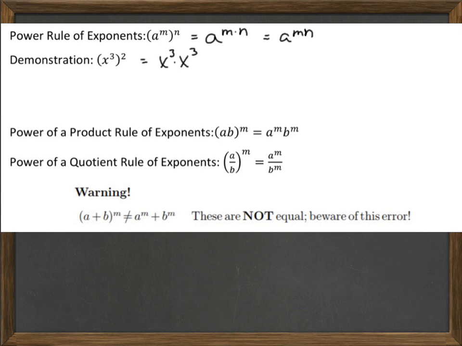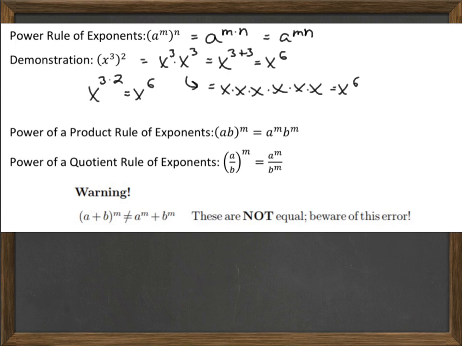If I have x cubed quantity squared, that's the same as x cubed times x cubed. Here I could apply the product rule. Remember, the product rule tells me to add my exponents. That will give me x to the sixth. I could also go another route, right? I could also think about just rewriting it as multiplication. So we have x times x times x times x times x times x. And again, that still gives me x to the sixth. Notice I could have achieved the same result by simply multiplying the exponents 3 times 2. So this is a demonstration of the power rule of exponents.